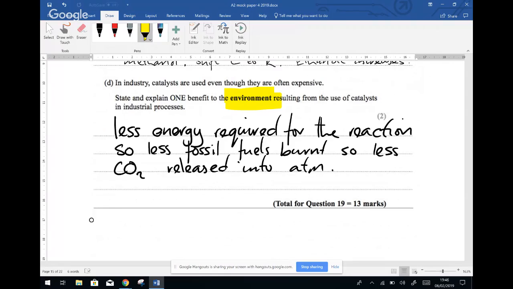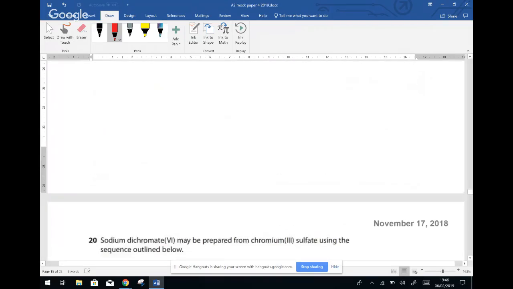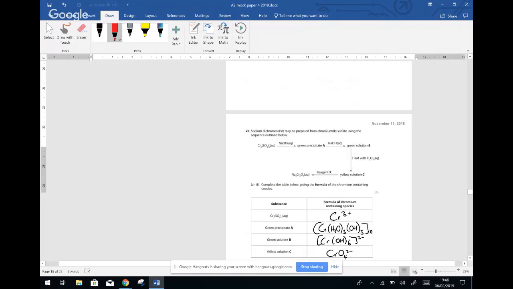Do you know what? I think I've lost a mark there. One benefit to the environment: less global warming. Done. I'm adding it. Love that. Next.